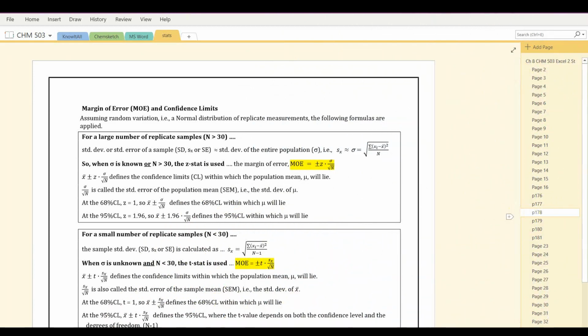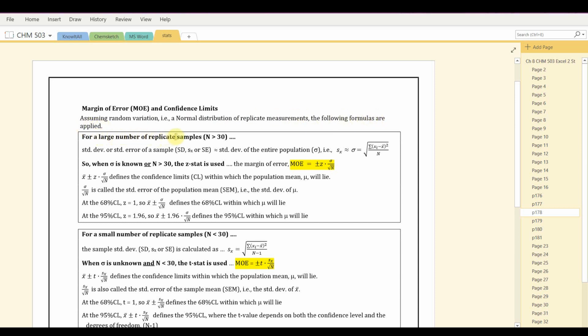Page 178. We really need to spend just a couple of minutes so we get a good understanding of the difference between the standard error of the mean and the standard deviation of the sample. So please follow with me. Assuming random variation, that is a normal distribution of replicate measurements, the following formulas are applied.